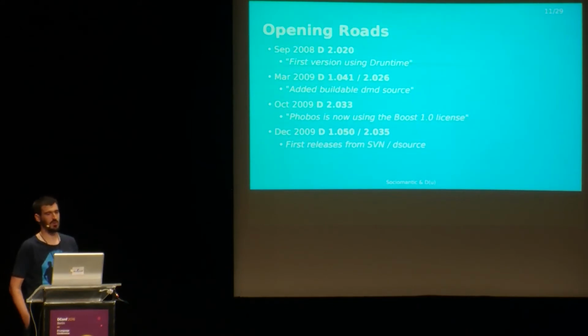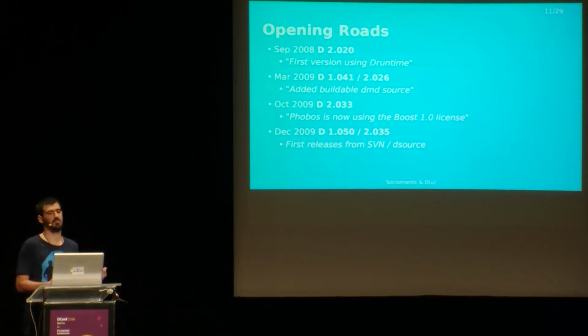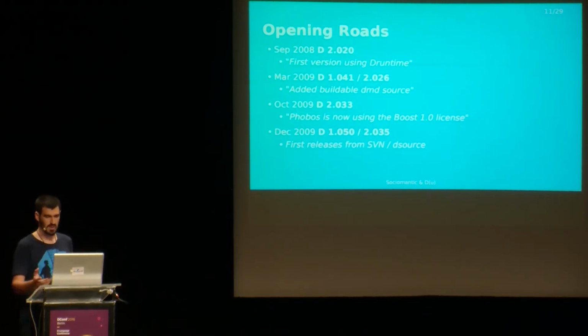So finally, roads start to open. In September 2008, we have the first version of D2 using D runtime. D runtime was basically the Tango runtime ported to D2 by Sean Kelly, who was the main developer of the Tango runtime. So this was, I think, a huge step from the D core team towards trying to unify the community. I think it was a kind of sacrifice. They said, okay, we will drop our runtime and use the Tango runtime, because before, if you were using Tango, you couldn't use Phobos because they had a different runtime. So I think it was a good gesture.